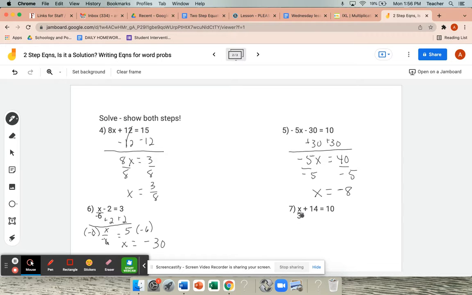So the last one, x divided by 3 plus 14 equals 10. So I'm going to subtract 14. So I get x divided by 3 equals 10 minus 14 is negative 4. If you need to do 10 minus 14, change, you can do that also. Now, x divided by 3, I have to multiply to undo the division, and I get x equals negative 12. That's just a quick recap of a couple examples for two-step equations.